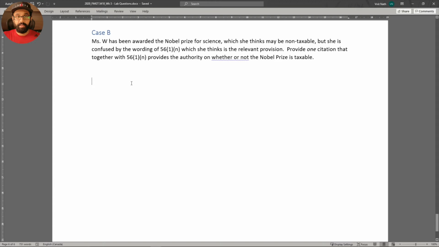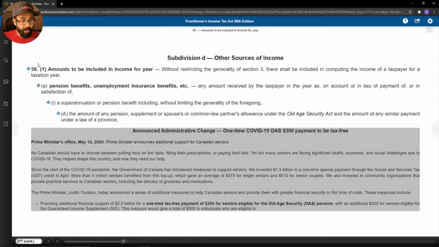And the word taxable, well, the taxpayer wants to know, do they have to include this in income or does it not need to be included in income? Since we are given a specific provision, 56 subsection 1 paragraph N, I suggest we go there first. Now, to have any hope of correctly understanding paragraph N, we need to first go to section 56 subsection 1 to get all of the context.